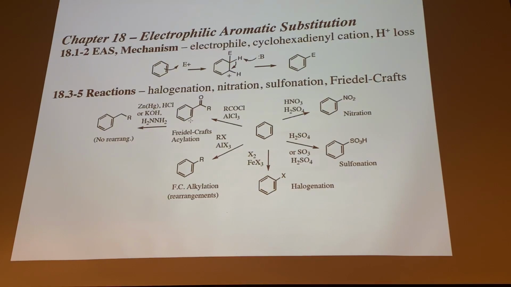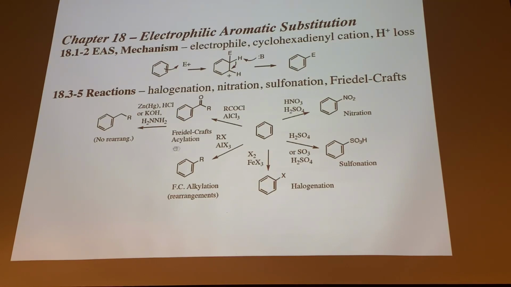Now, there are some corollary reactions in this chapter. Maybe I kind of lied there to say there's only 5. There are a couple more, sorry. We can reduce the aromatic ketones under the Clemmensen conditions with zinc amalgam and HCl, or the Wolff-Kishner reaction with potassium hydroxide and hydrazine to go from the aromatic ketone to the alkylated benzene.